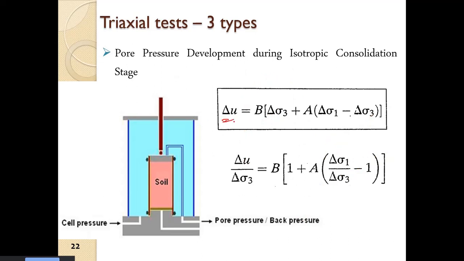And we have seen that delta U is dependent on the increment of the confining pressure as well as the increment of the deviatoric stress. So we have two coefficients: one is the B parameter, one is the A parameter. The A parameter is mainly related to the excess pore water pressure development due to the increase in the deviator load. And the B parameter is related to the increase in the pore water pressure with increase in the cell pressure.